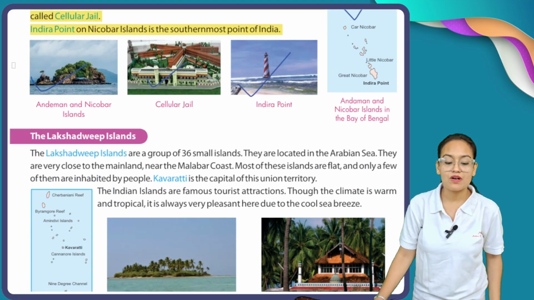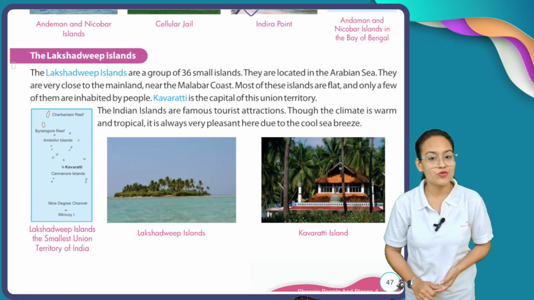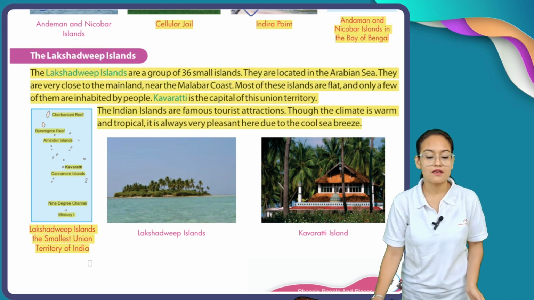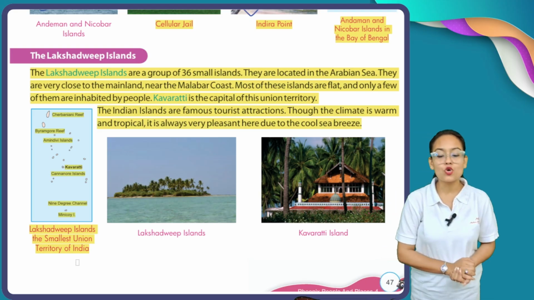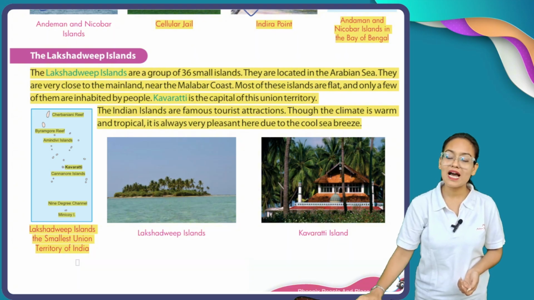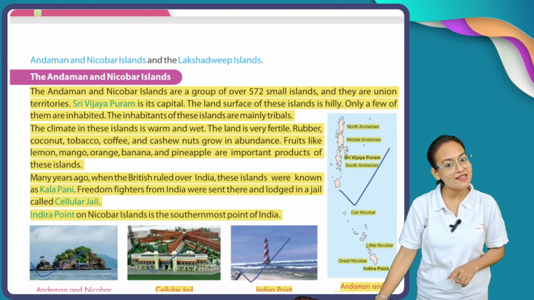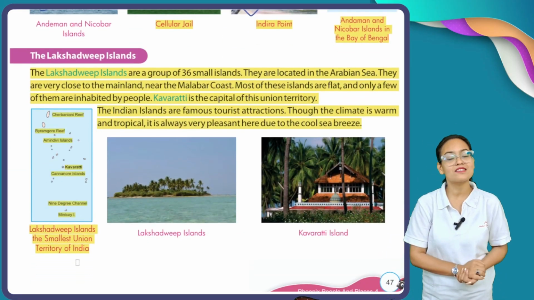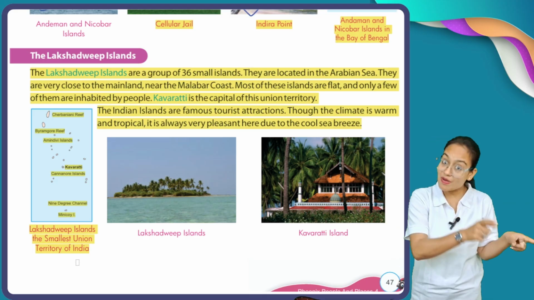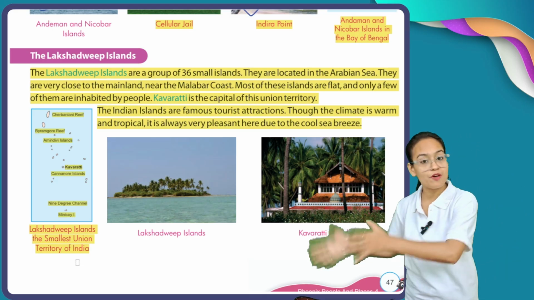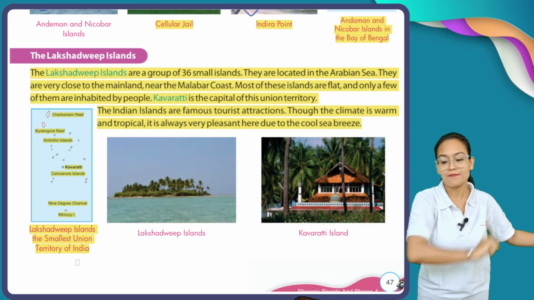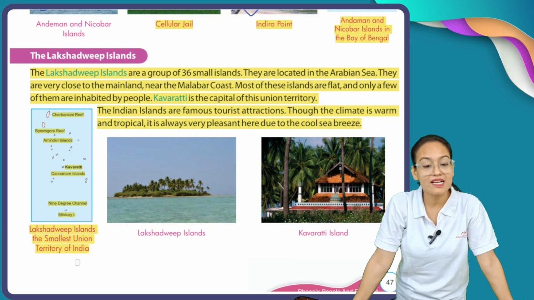Okay. Now, our last island is our Lakshadweep Island. Let's have a look here. Lakshadweep Islands are a group of 36 small islands. So, Andaman and Nicobar Islands are the group of 572 islands. On the other hand, Lakshadweep Island is a group of only 36 small islands. They are located in the Arabian Sea. Andaman and Nicobar Island completely lies in the Bay of Bengal, and Lakshadweep completely lies in the Arabian Sea, means western coastal plain. They are very close to the mainland near the Malabar coast.